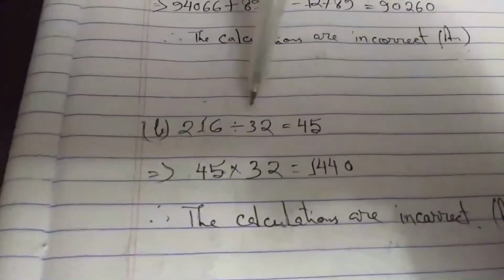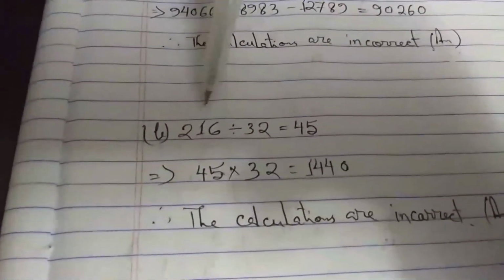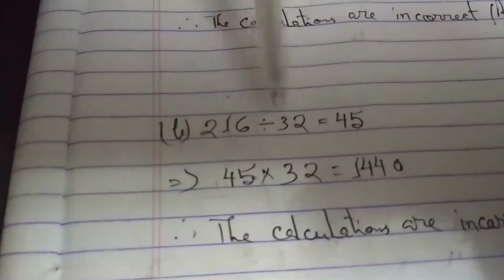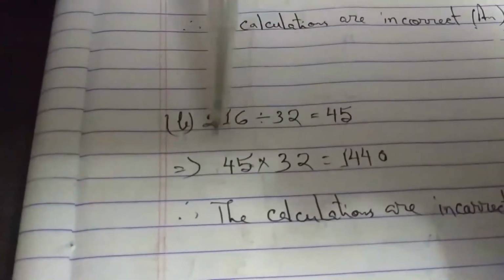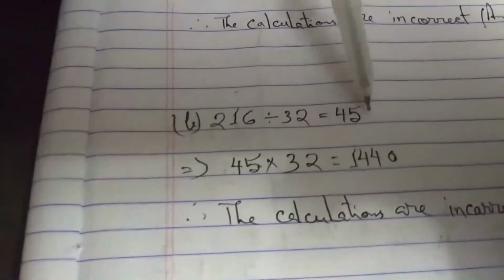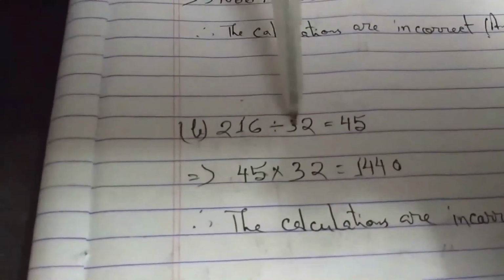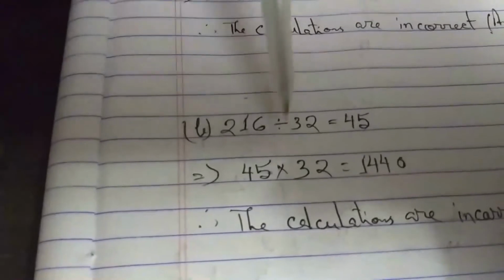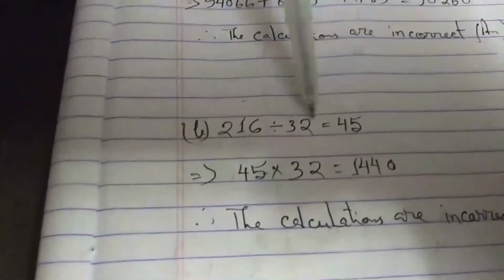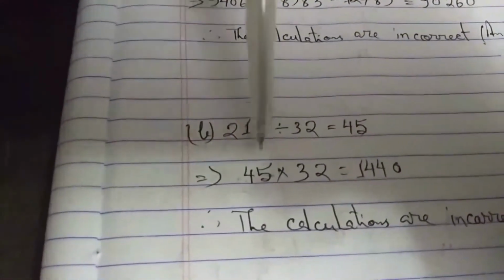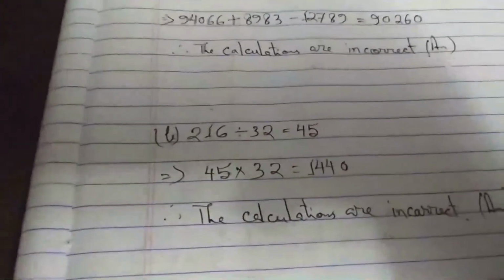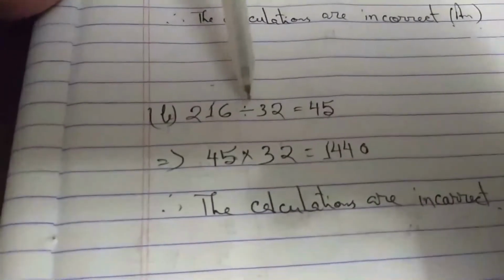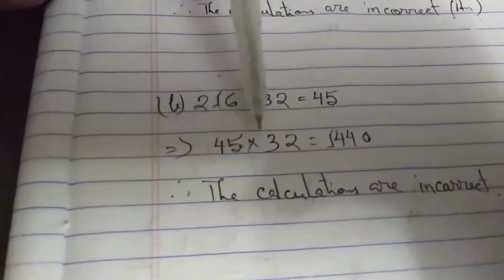After 45 we have 32. If we notice closely, the relationship between 216 and 32 is division. If we take this 32 to the other side, we start counting from 45. So 45, then 32, and this division sign will be changed to multiplication, as we are inversing the whole thing. So 45 divided by 32 will become 45 multiplied by 32, as per the rule of inverse operation and also the rule of equations.